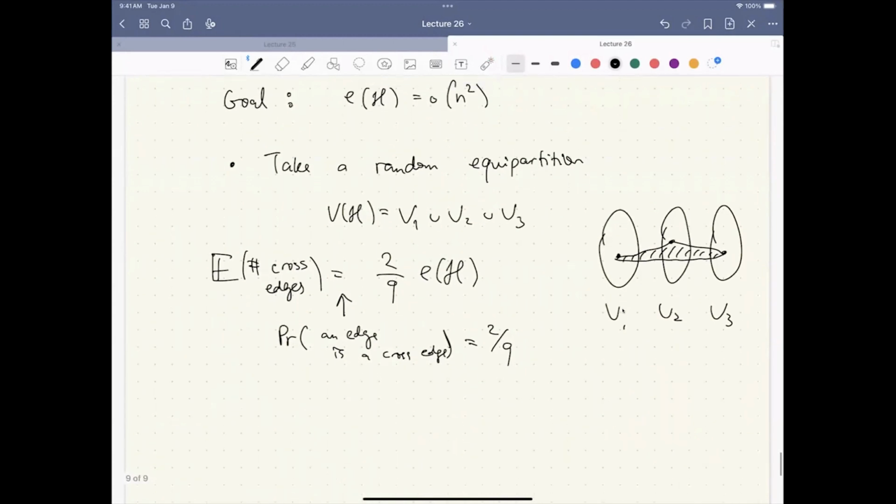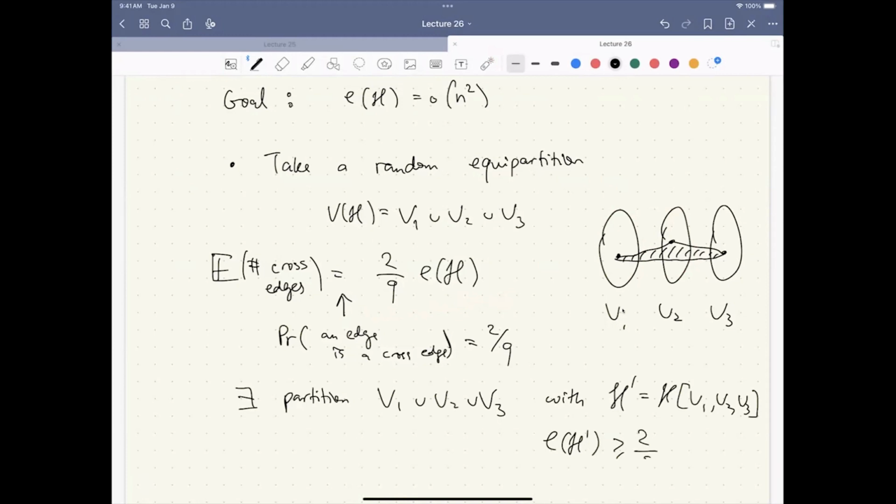That means, if the expectation is 2/9, there exists a partition of equal size into 3 parts such that the number of cross edges is at least the expectation. So there exists a partition V1, V2, V3, and let's call H prime the induced 3-partite graph, having number of edges 2/9 times the number of edges of H. Okay.